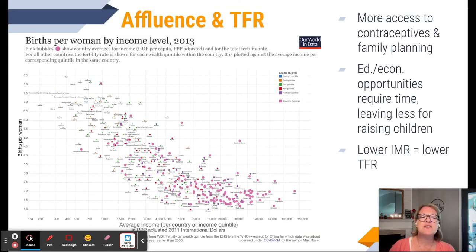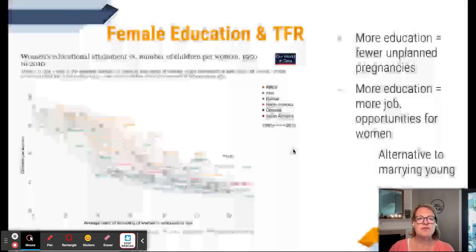Okay, affluence and TFR. So more access to contraception and family planning is another thing that we talked about. Those educational opportunities, that lower infant mortality rate. And you can kind of see the births per women per income level. So as income level decreases, the number of births decreases. It just goes hand in hand. Lower income, more babies. Higher income, less babies.